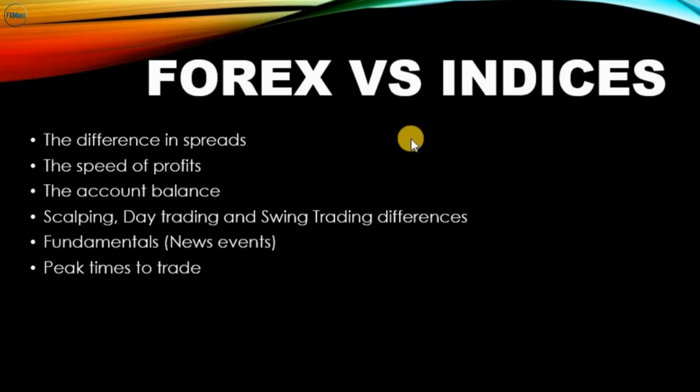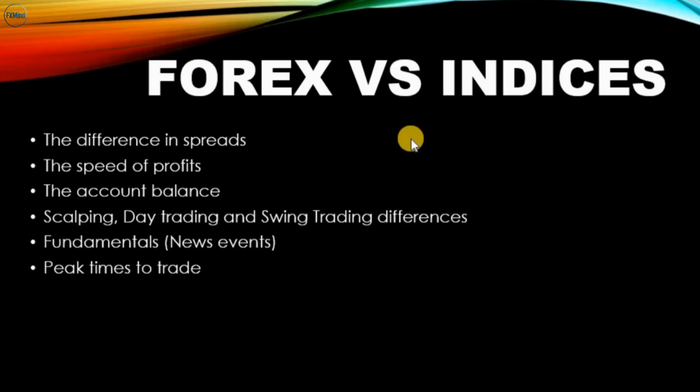Scalping, day trading, and swing trading differences. You can scalp in Forex, you can scalp in indices. But if you scalp in Forex, let's say you hold a trade for 5 minutes, you will not make so many pips. You can probably make 5 to 10 pips. But in indices, with the strategy that I'll teach you, when you scalp indices, you'll be able to make at least 100 pips plus on every single trade that you execute, and this is just by holding the trade for a few candles.